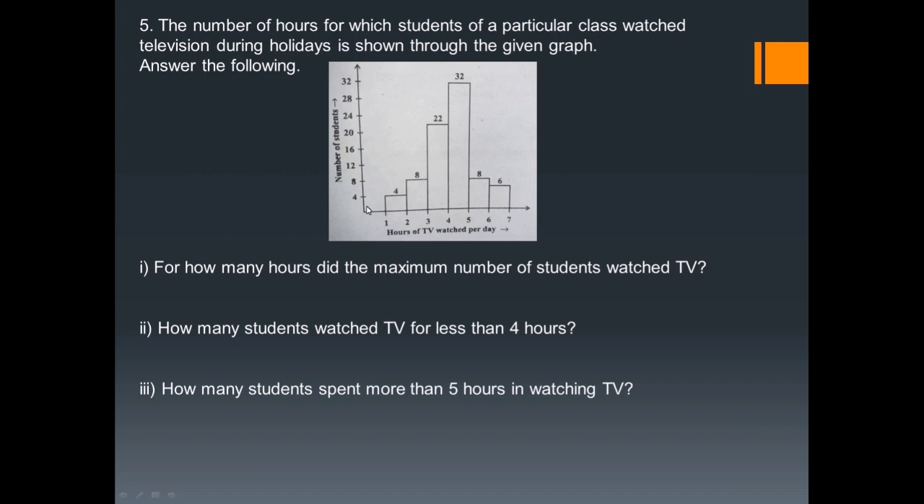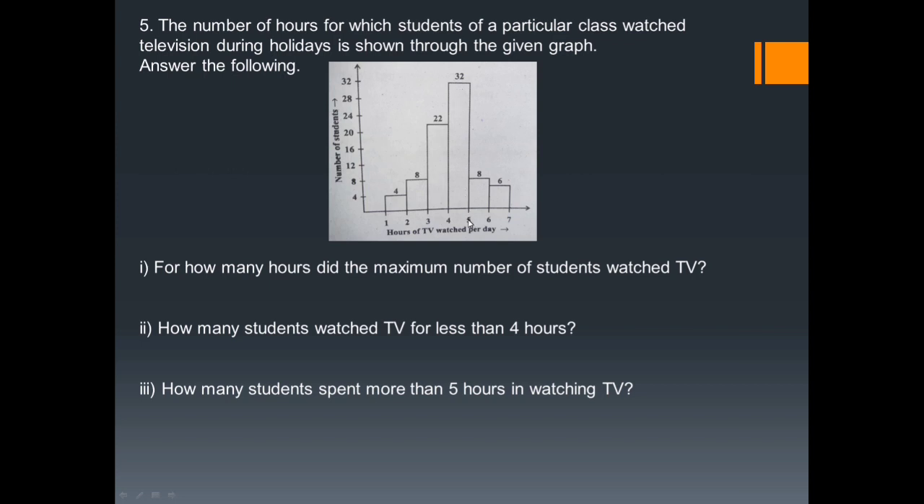Here, this graph is taken from your question itself, from your textbook. Here is the number of students, here are the hours of TV watched per day. As we see here, this is 4 children watching TV for 1 to 2 hours. Then 8 students watch 2 to 3 hours per day. Then this is 22, no? 22 children are watching TV for 3 to 4 hours.